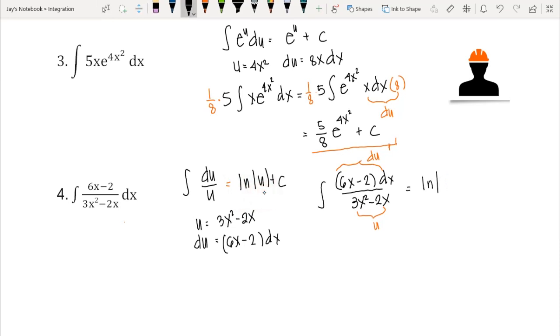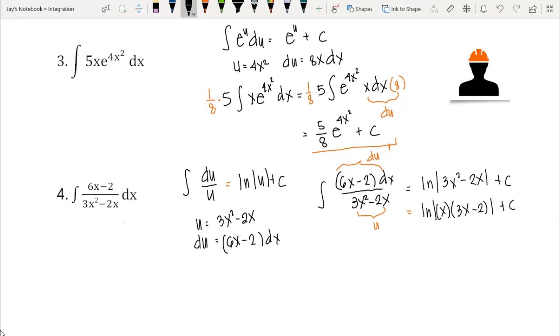Then we have our u, that is 3x squared minus 2x, correct? 3x squared minus 2x plus c. This could be our final answer, but we can actually break it down into a simpler form. Now we know that we can factor out x in this case, correct? That is, we could have x times 3x minus 2, then plus c.